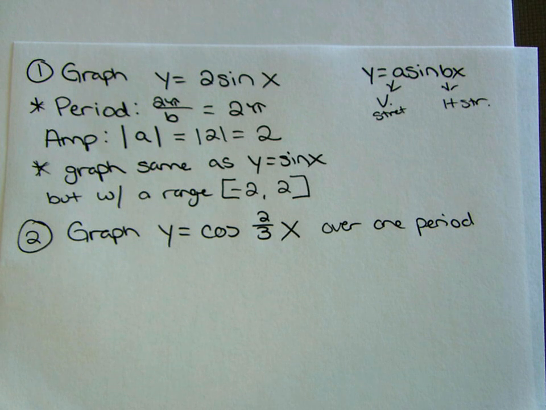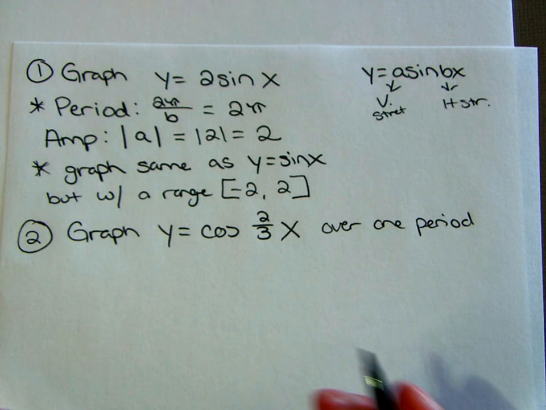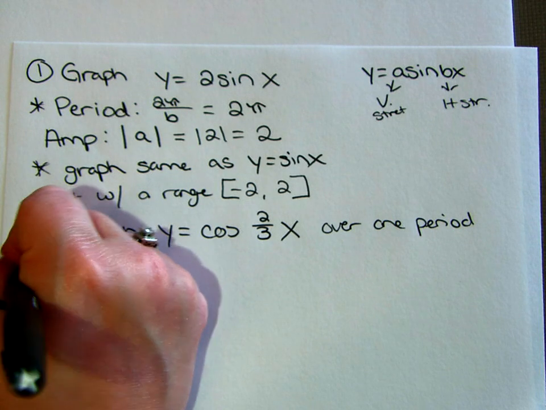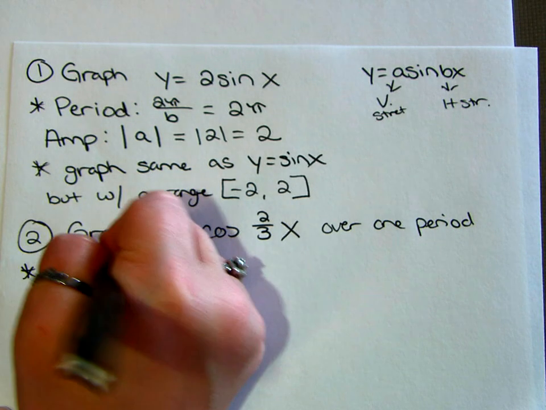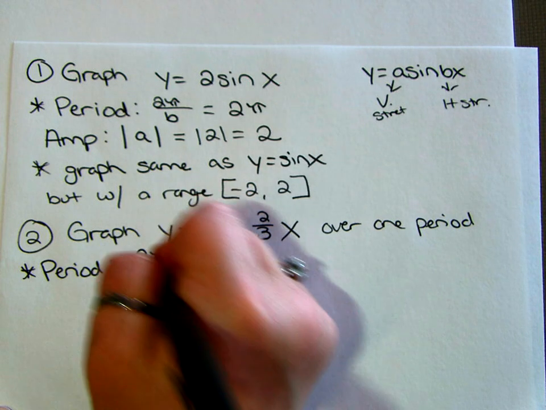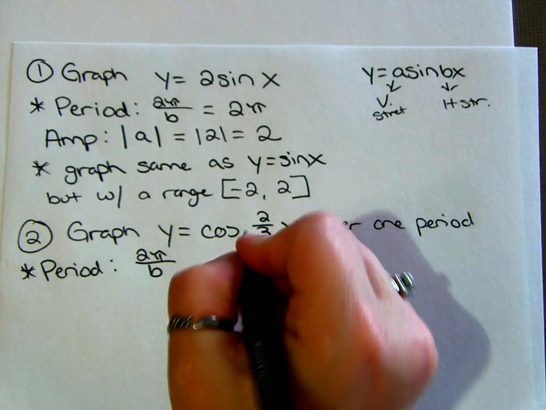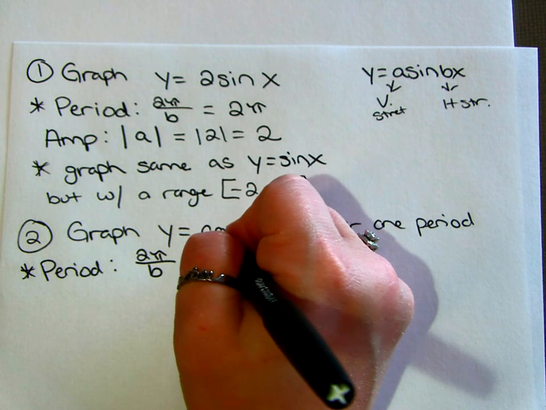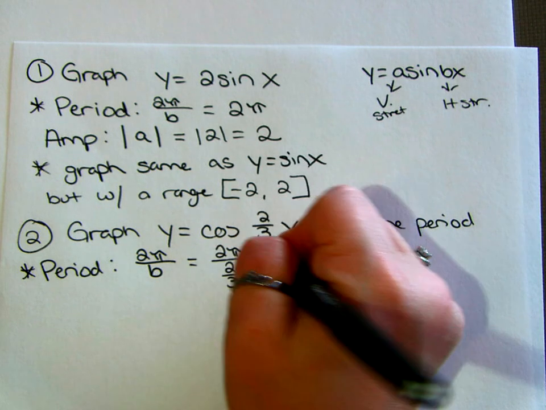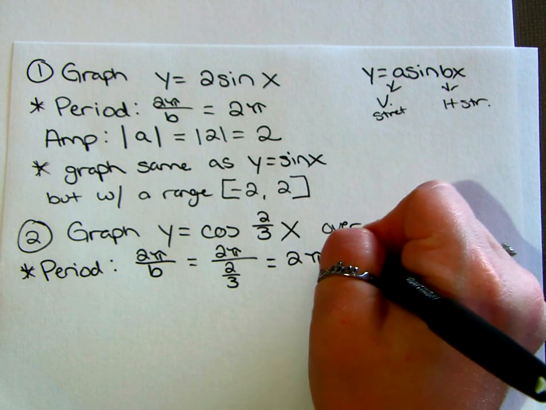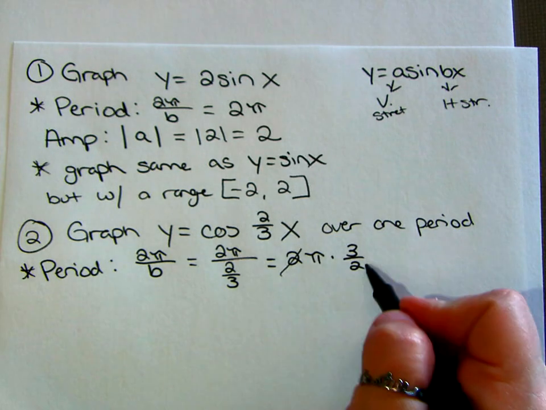So first things first, let's figure out what the period is. Period is 2 pi over b. And especially while you're still learning the difference between periods and amplitudes and all that kind of stuff, write down these general forms. It's very helpful to identify what's going on. Our b in this case is 2/3. So that's 2 pi over 2/3. That's the same thing as saying 2 pi times 3/2. Notice our 2's would cancel out, meaning the period for this function is 3 pi.